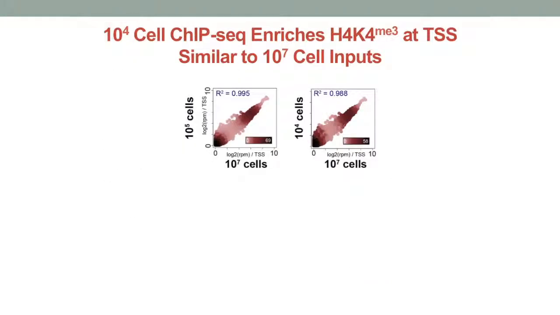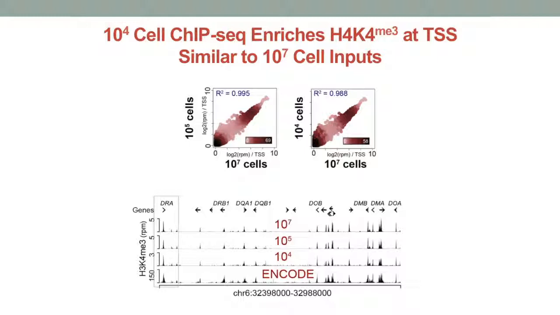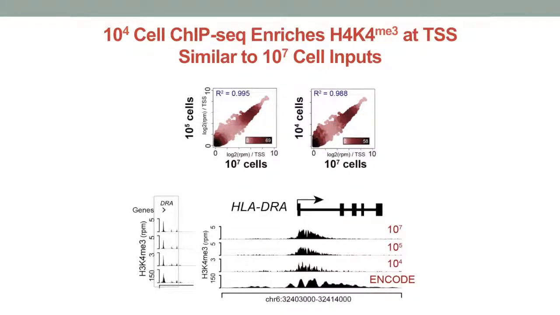The correlation at promoter regions for libraries prepared from 10 million cells or 100,000 or 10,000, you can see there's a very high correlation of signal intensities. And if you look at a genome browser screenshot, you can see that the peaks are almost identical whether you're comparing 10 million or 10,000 or compared to ENCODE data, and that the peaks occur at transcription start sites for genes. And you can zoom in to one locus to see even clearer how the same peaks and the same transcription start sites are called.